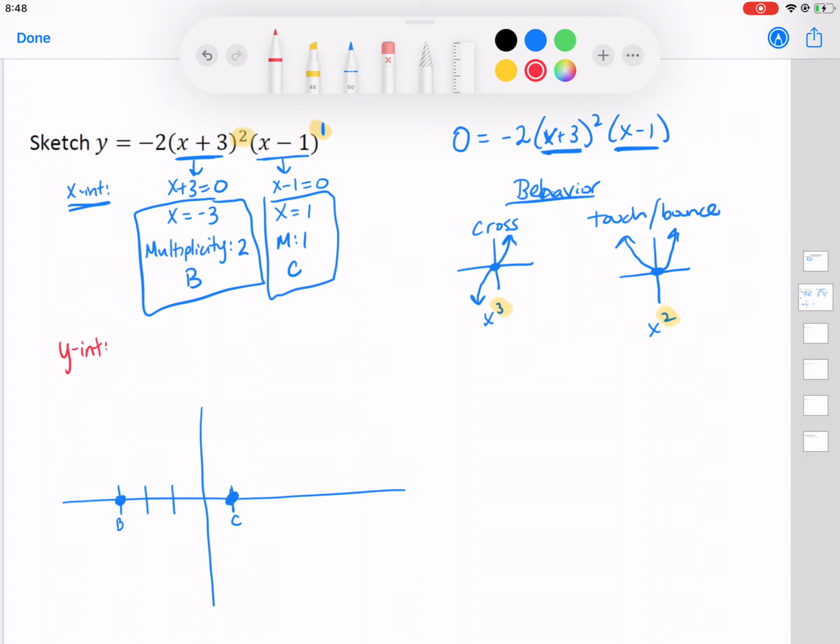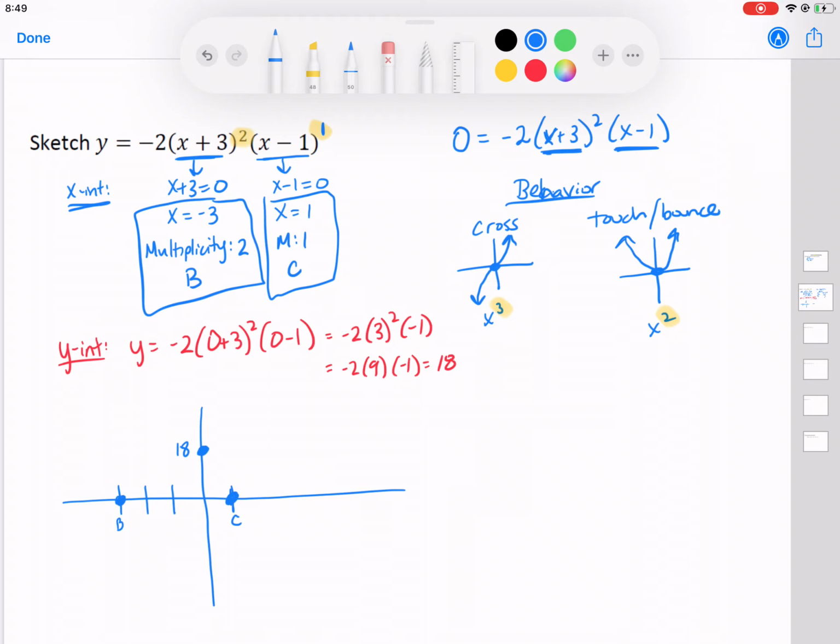Okay, next piece of information we need is the y-intercept. This is really easy. All you do is replace all the x's with 0, and then you solve the equation. So for this one, we get negative 2 times 3 squared times negative 1. That's negative 2 times 9 times negative 1, which is 18. So our y-intercept is at 18. This is a sketch, remember? So I'm going to go over to my graph, go somewhere on the positive y-axis, and say that's 18.